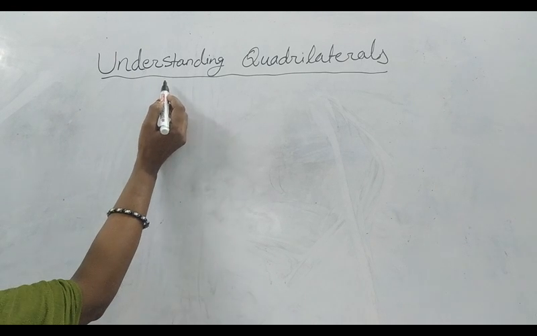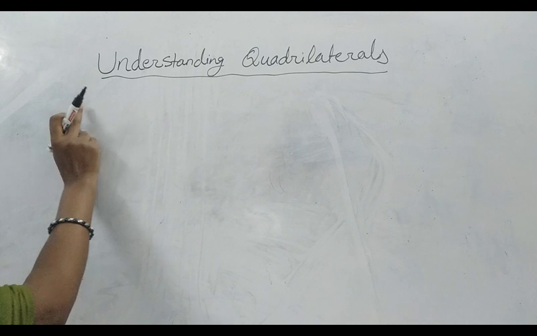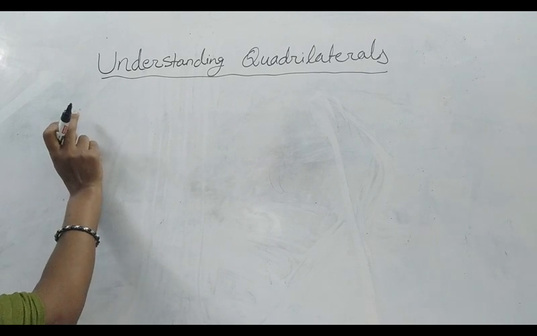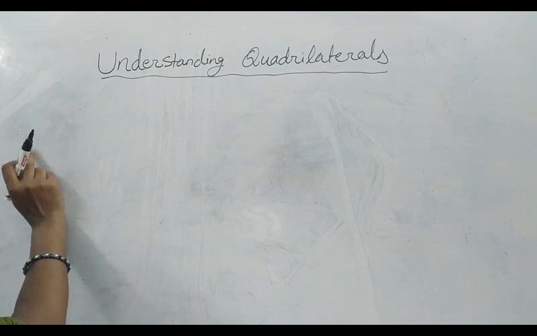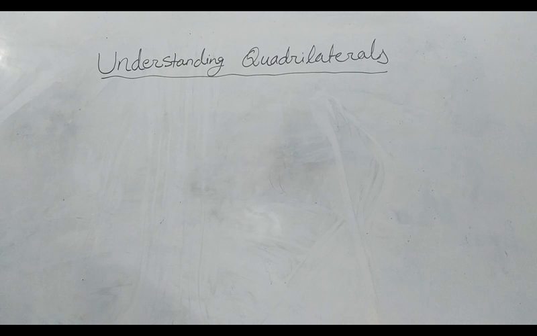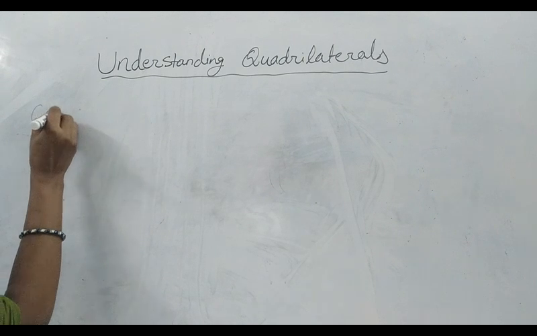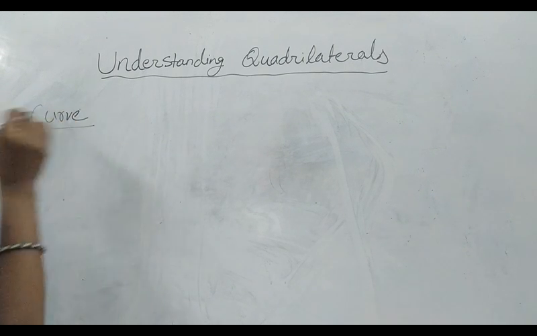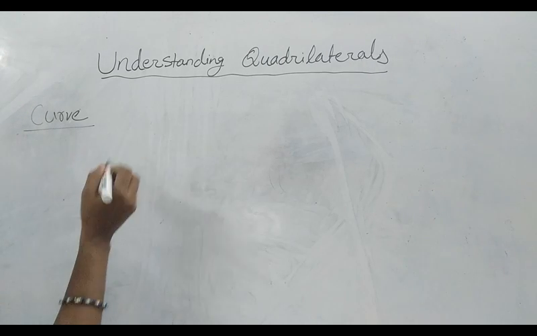We are going to study the new chapter, Understanding Quadrilaterals. Under this chapter, we are going to study about curves and the types of curves. So, first of all, look, we are going to define curve. Can you say what is a curve? How can we draw a curve? So, just draw a figure.